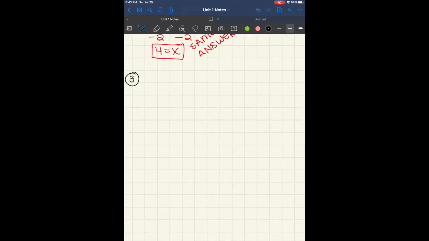Here's another example. We've got 5 minus 3y equals 2y. So I decide to add 3y to both sides, so I have a positive 5y on the right side. Then we just divide both sides by 5, and we get 1 equals y.